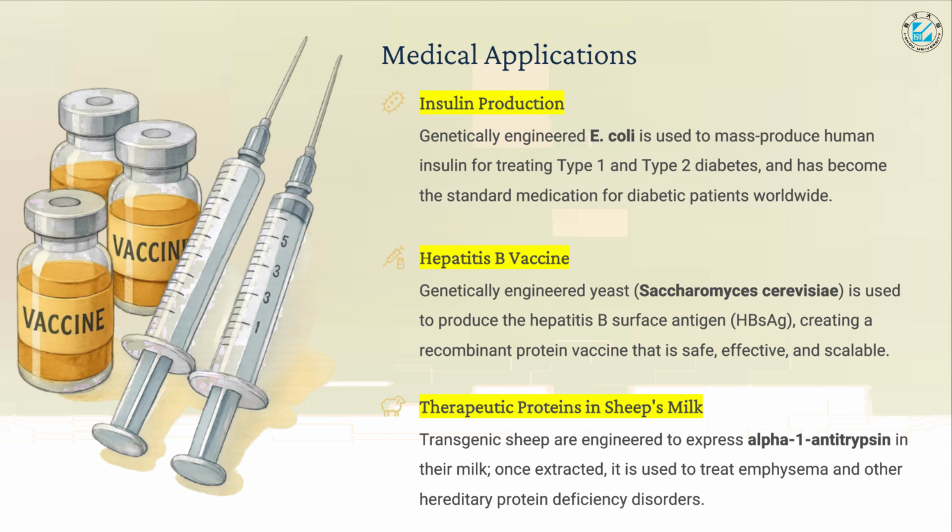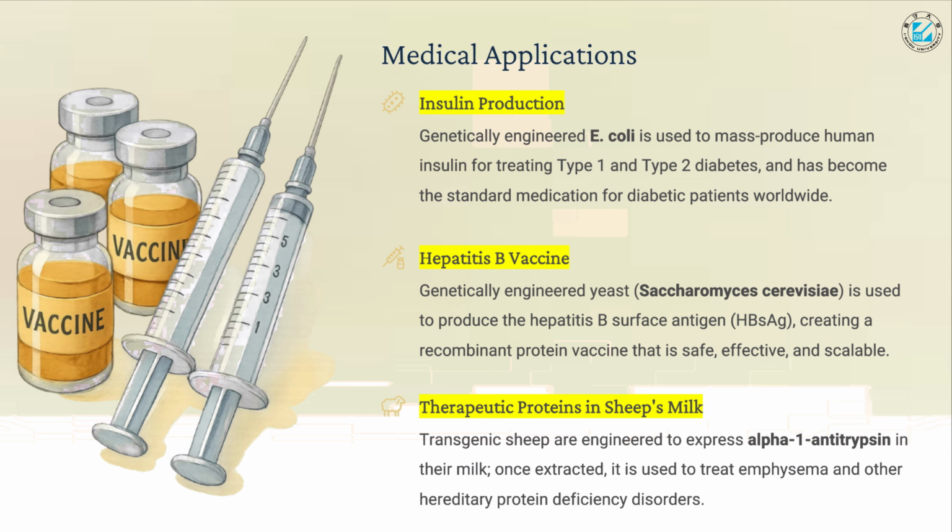Genetic engineering has many medical applications. The first example is insulin production. Genetically engineered E. coli can mass-produce human insulin, which is now widely used for treating diabetes.